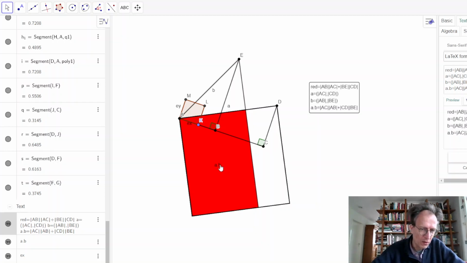So we have found that this is the dot product. We already knew that the dot product is equal to the red area, so therefore we have proven the wanted result. The red area is equal to AB times AC plus BE times CD, and that concludes the proof of this puzzle using the vector dot product.